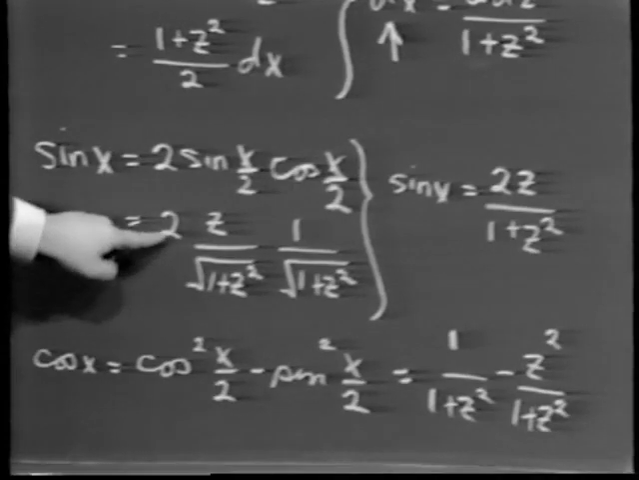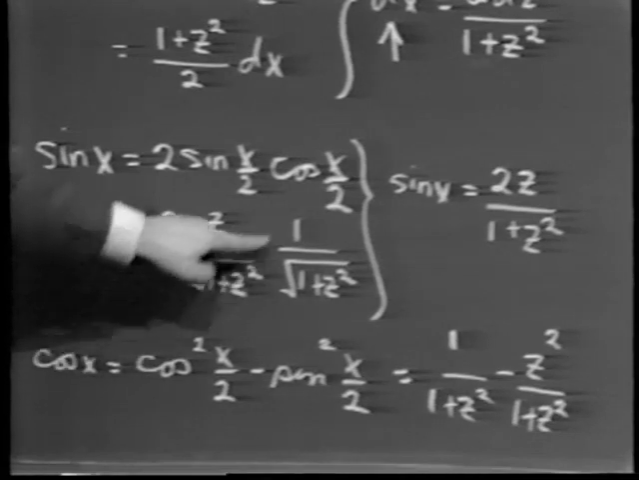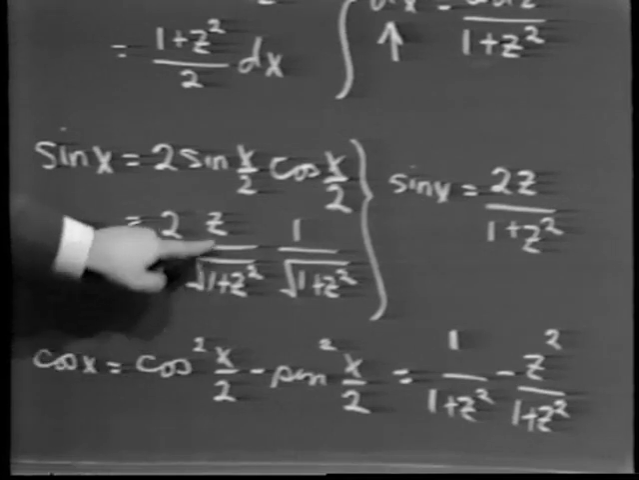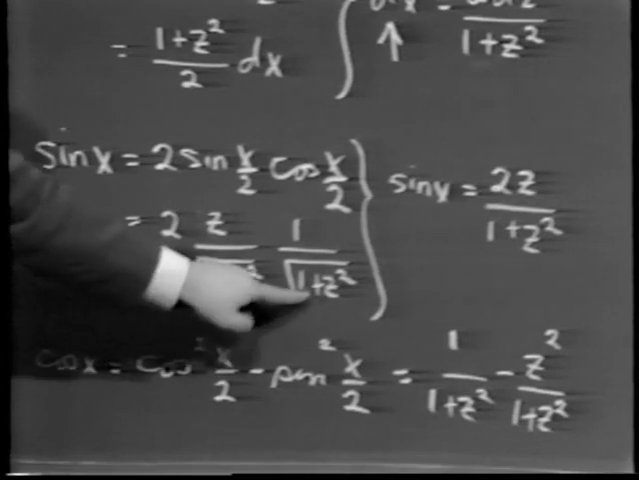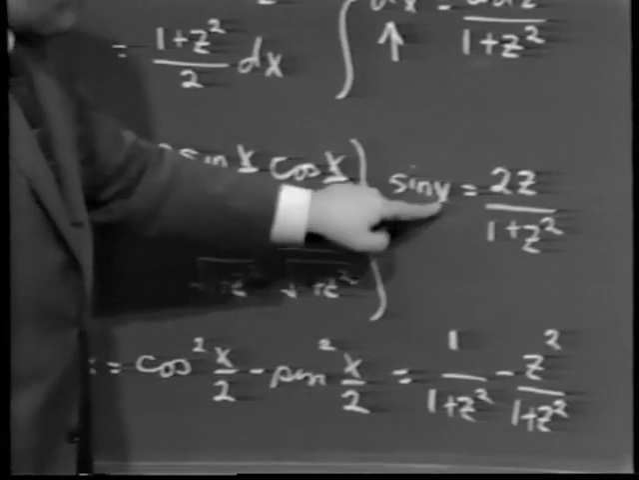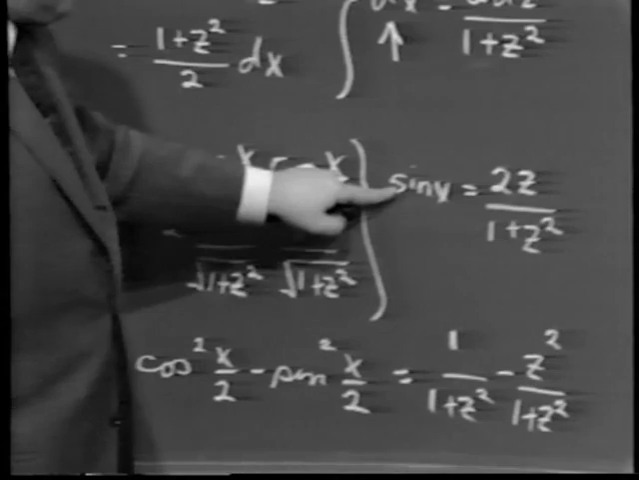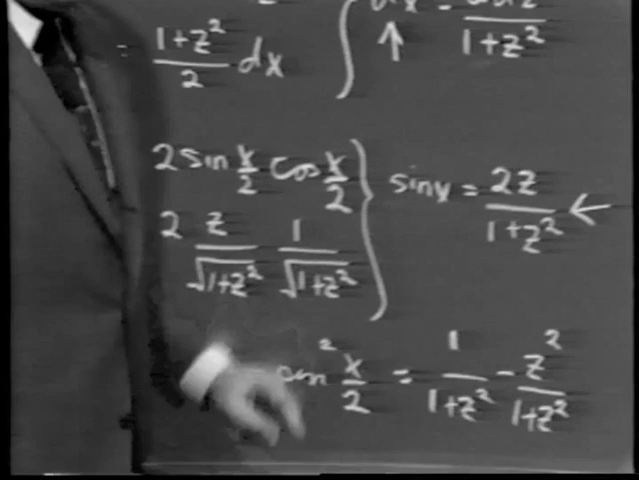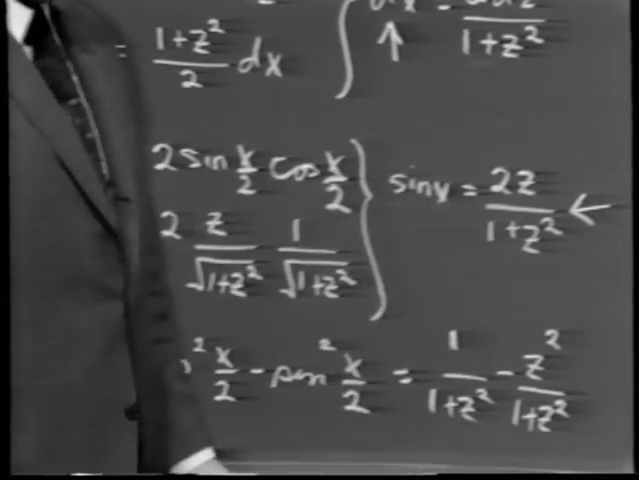Plugging that in here, I find that sine x is twice z over the square root of 1 plus z squared times 1 over the square root of 1 plus z squared. Multiplying this out, I find what? That sine x is twice z, and the square root of 1 plus z squared times itself is just 1 plus z squared. In other words, sine x is 2z over 1 plus z squared. In other words, with this substitution, what happens to sine x? It becomes 2z over 1 plus z squared, which is also the quotient of two polynomials in z.